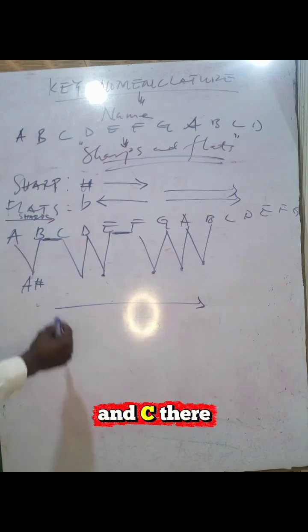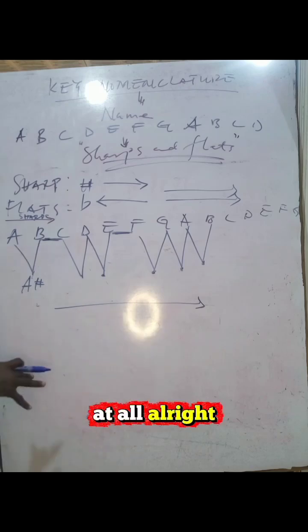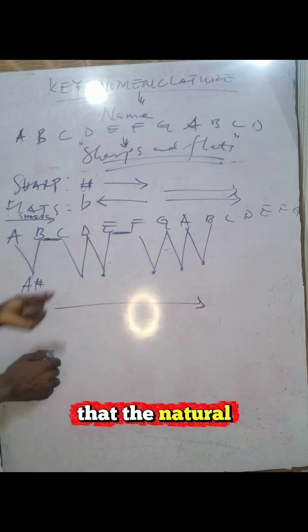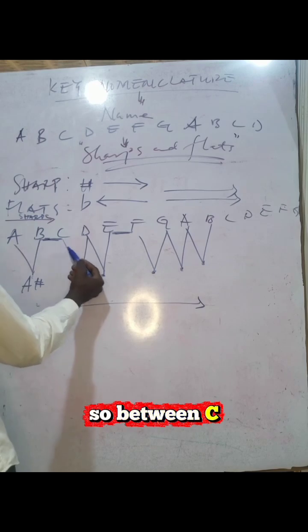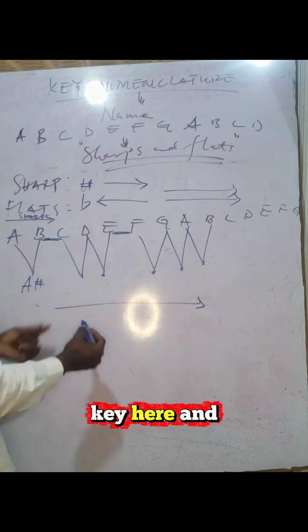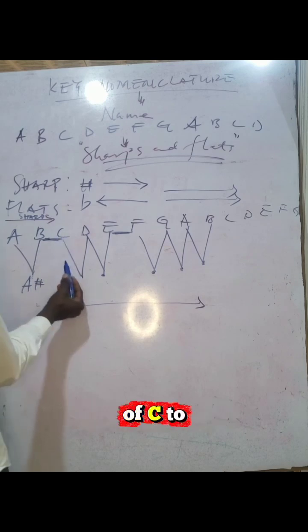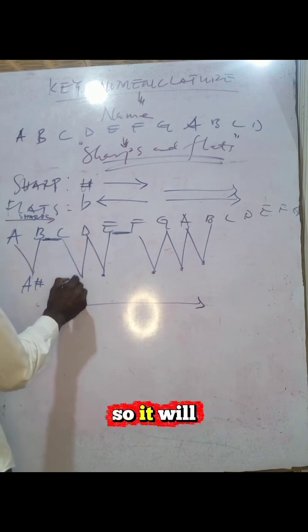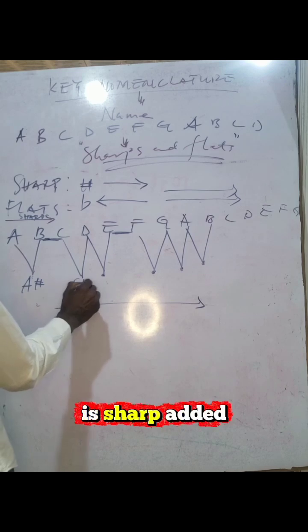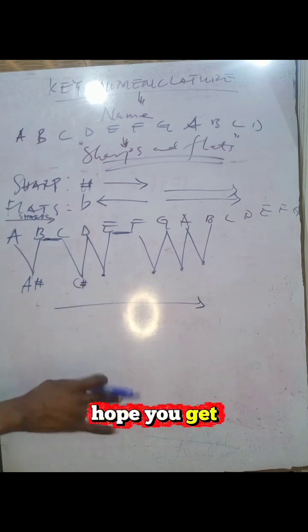So between B and C, there is no key at all. So we call that the natural semitone. Between C and D, there is a key here, and it will bear the name of the key we are leaving. So we are leaving the key of C to name that key there. So it will be C with a sharp added. Hope you get the logic.